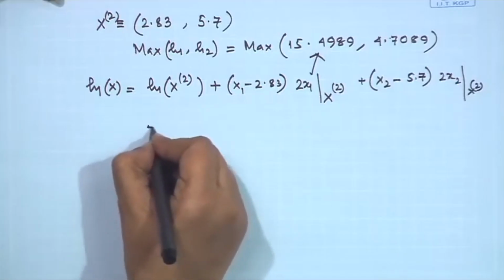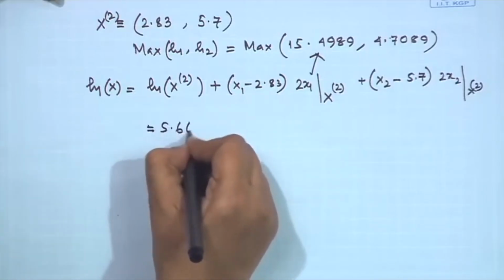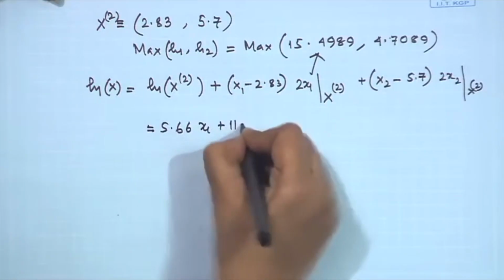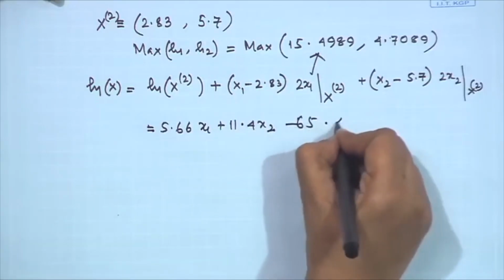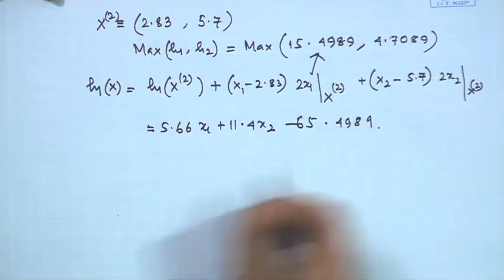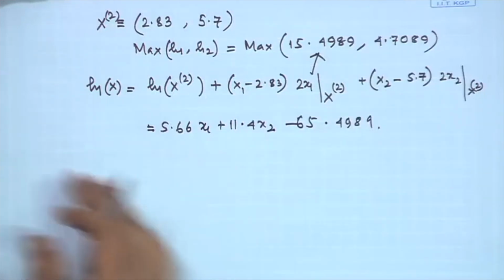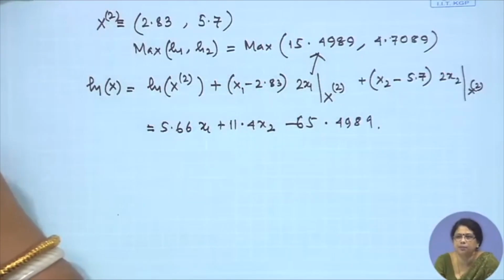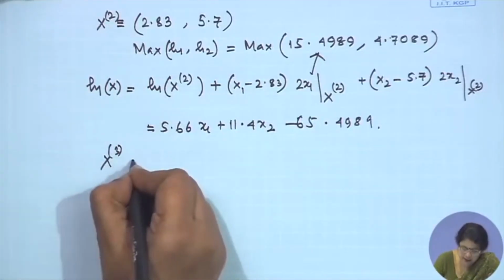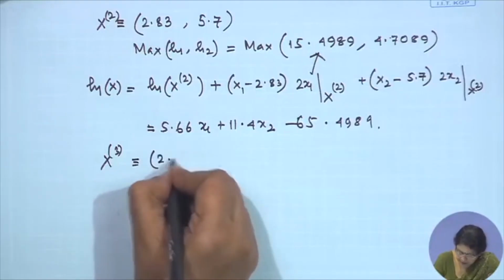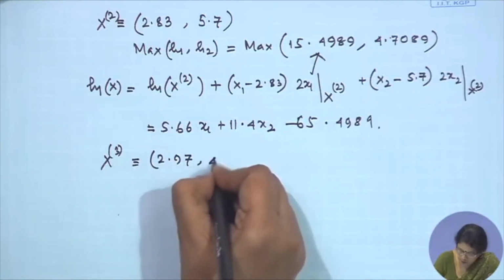This is equal to 5.66 x1 plus 11.4 x2 minus 65.4989. We will get this, and again we will append this constraint to the previous problem. We will get the optimal solution x3 in this way. One by one, let me write down all the solutions for you.